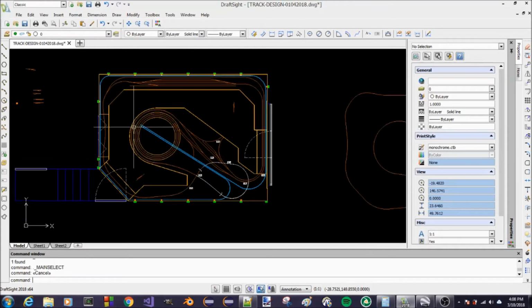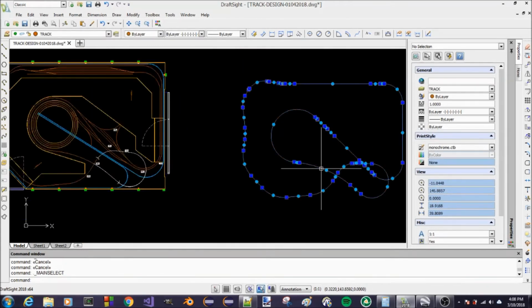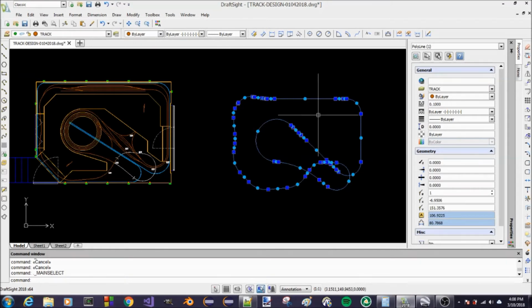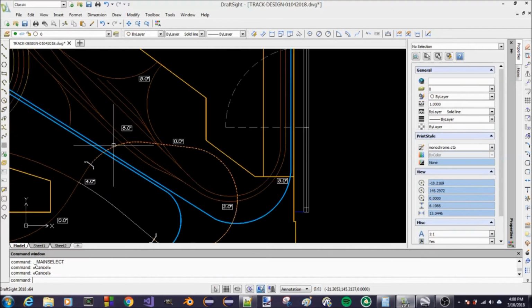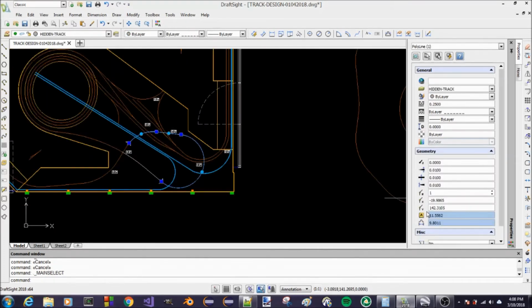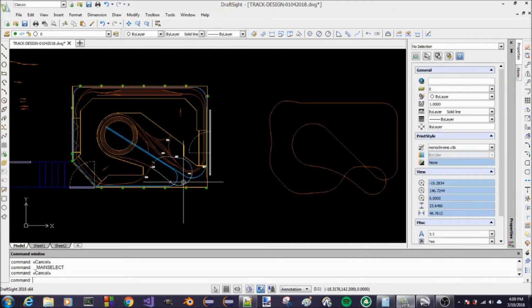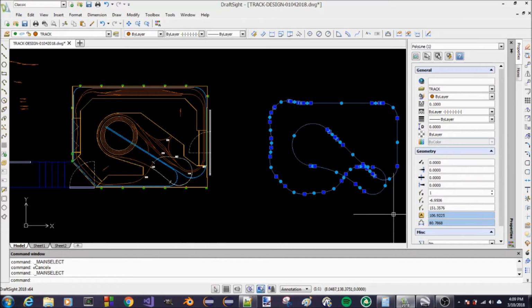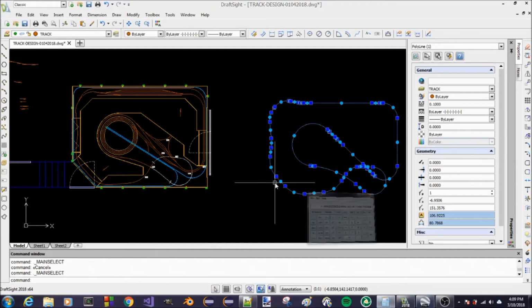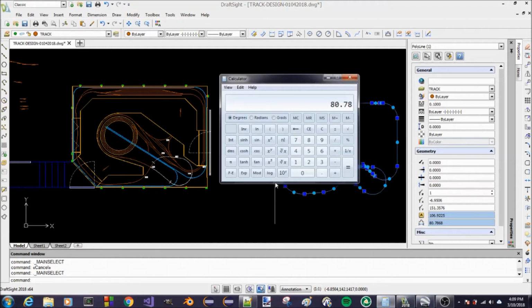So one of the things I've done here is I figured out my total length for the main line. So we've got about 80.78. Now I need to subtract about 9.8 from that, because that's all that's going to be hidden, so I can't really use that. So 80.78 minus what was it, 9.8, something like that. So we've got about 71 feet we can actually model.